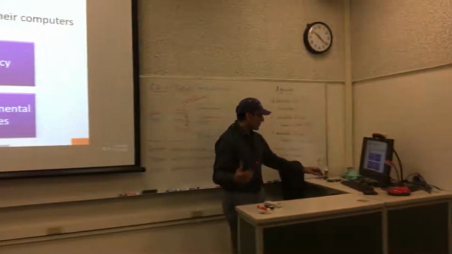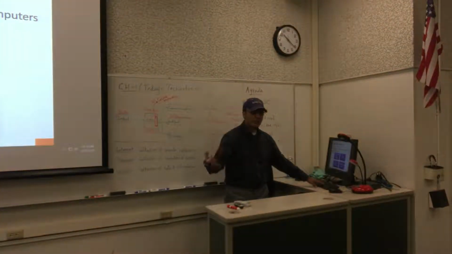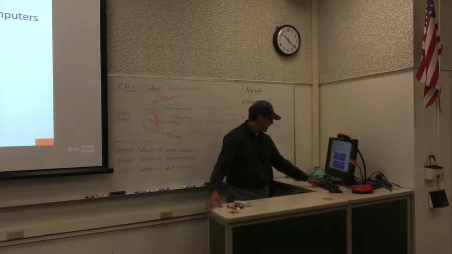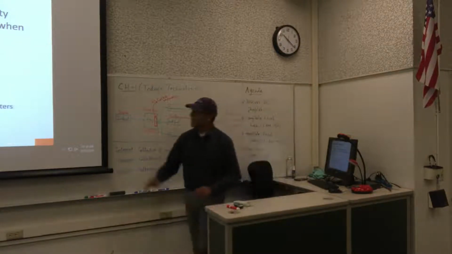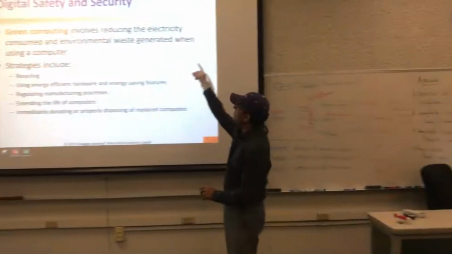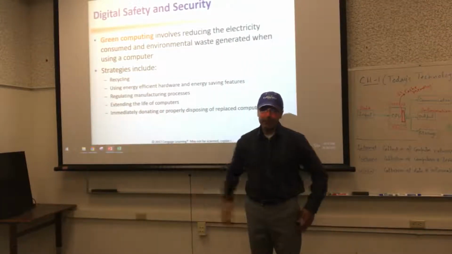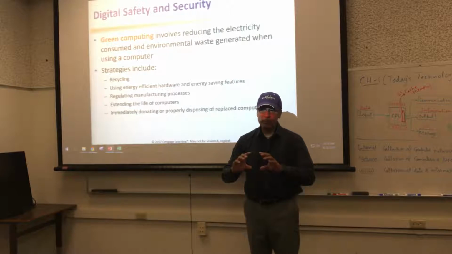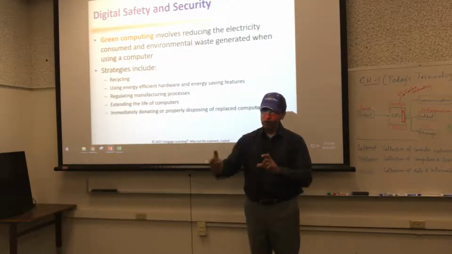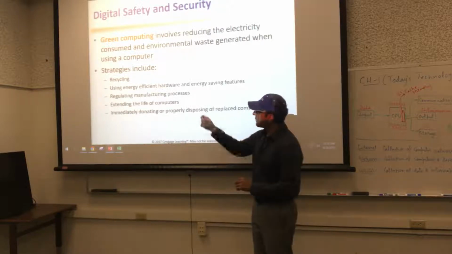So environmental issues: changing technologies and changing phones every year creates a lot of green issues. A green company involves reducing the electricity consumed. In fact, Bitcoin is an example. With cryptocurrencies, when you verify one Bitcoin, it takes a lot of energy for the verification process.